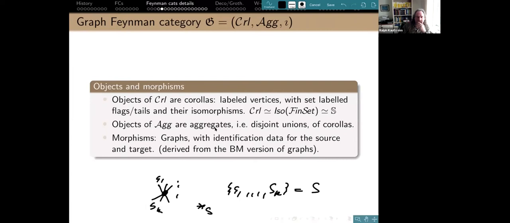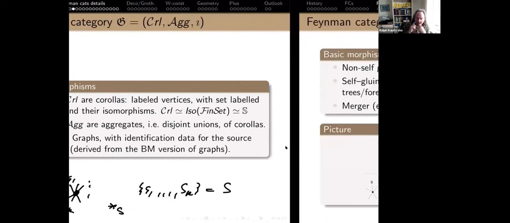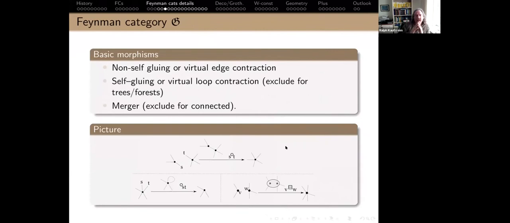So I just call them aggregates. They're disjoint unions, and morphisms are graphs with an identification. So I don't have time to get into this Borisov-Manin version of graphs, which is very nice, but I'll give you a little overview. And for the experts, you have to read the papers with all the bells and whistles, because otherwise it's not correct.